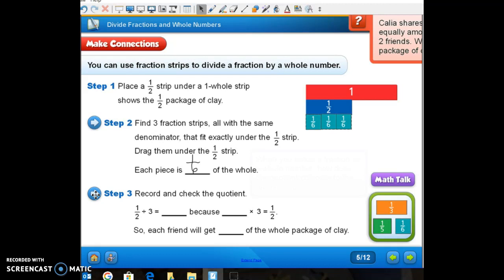Record and check the quotient. 1/2 divided by 3 is what? 1/6. Because 1/6 times 3 equals 1/2, right? We would say 3 times 1 is 3, and 3/6 is 1/2. So each friend gets 1/6 of the whole package of clay.